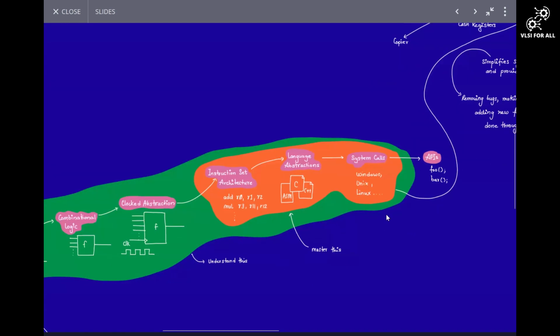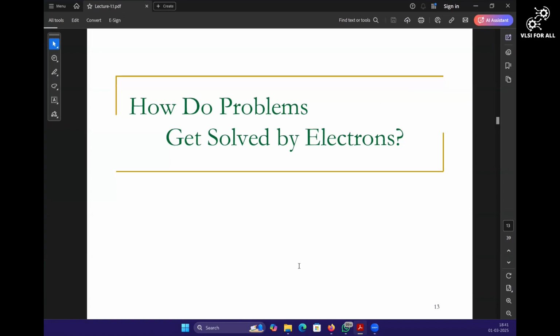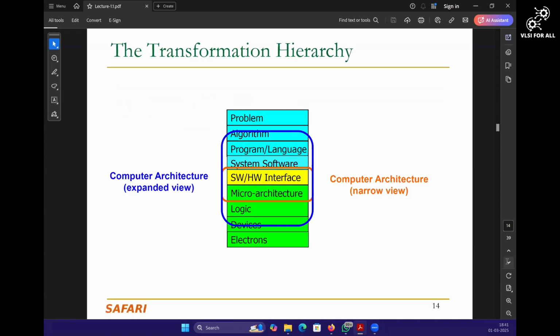Any other questions, anyone? Before ending, I just wanted to show you this also. The thing that we were beginning with: at the end of the day, how your problem is being solved by electrons. This is the transformation hierarchy. Has anyone seen these type of slides? I've taken these slides from online, from a specific website. Did anyone see these slides before? Just respond. No, sir. Okay.